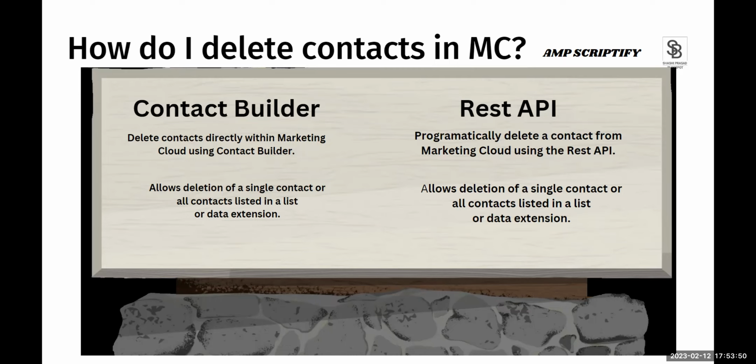You can do a contact deletion using Contact Builder, or we can select a data extension, individual records, or a list, and then do the contact deletion. Marketing Cloud also gives you the option to delete via REST API. For REST API also, you have two options: either via list or data extension, it is up to you.